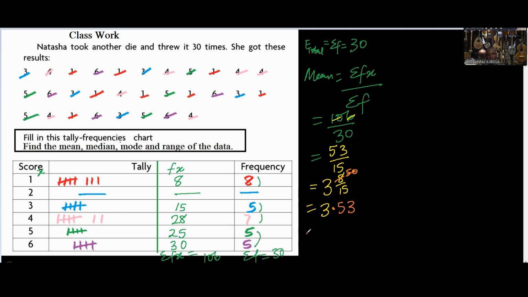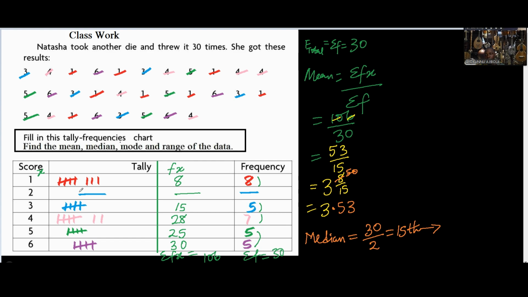Now to get the median, median is a number that falls at the midpoint. And since our data is 30, the midpoint of the population is going to be 30 over 2, and that is the number that falls in the 15th position. So which of the numbers falls in the 15th position, given that we have arranged from the smallest to the biggest?